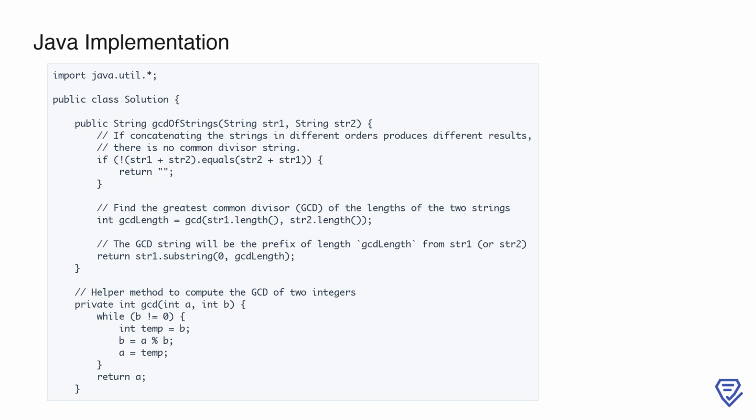Next, we calculate the greatest common divisor, or GCD, of the lengths of the two strings using the helper method GCD. This GCD value represents the length of the largest substring that could divide both strings. Finally, we return the prefix of str1 with a length equal to the calculated GCD, as it represents the greatest common divisor string. The helper method GCD uses the Euclidean algorithm to compute the GCD of two integers, iteratively reducing the problem until the remainder becomes 0.